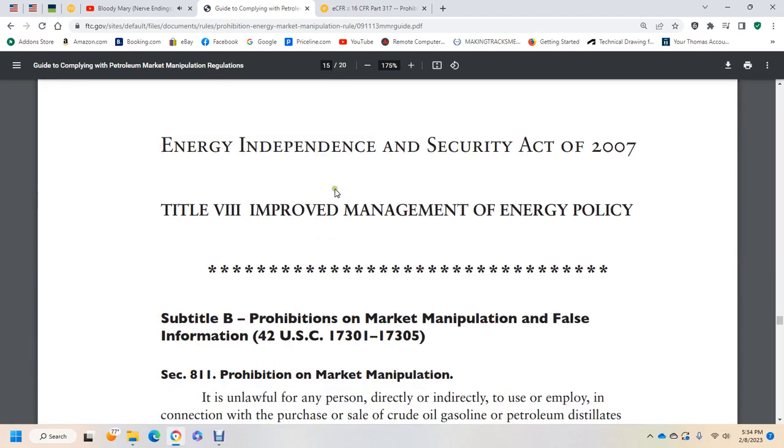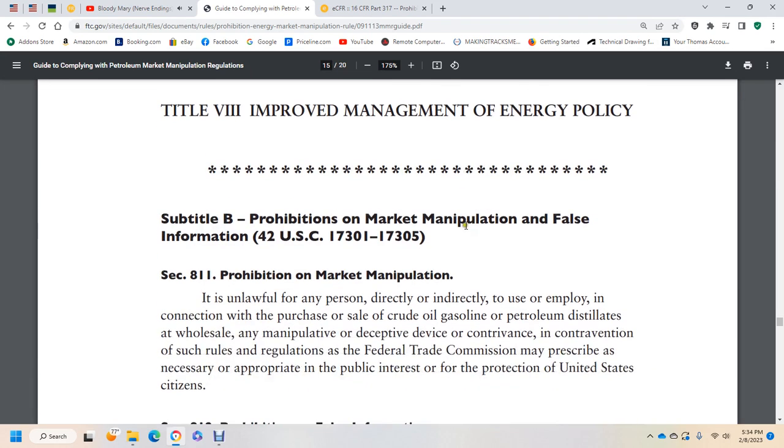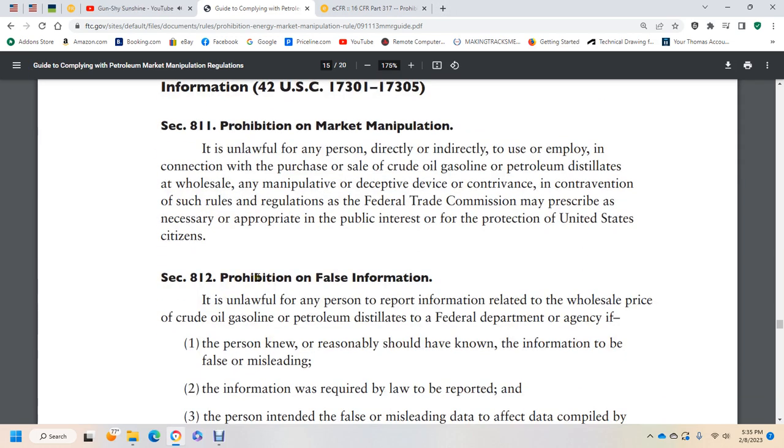Energy Independence and Security Act of 2007, Title 8, Improved Management of Energy Policy. Subtitle B, Prohibitions on Market Manipulation and False Information. Prohibition on market manipulation: it is unlawful for any person, directly or indirectly, in connection with the purchase or sale of crude oil, gasoline, or petroleum distillates at wholesale, to use any manipulative or deceptive device or contrivance in contravention of such rules and regulations as the Federal Trade Commission may prescribe as necessary or appropriate in the public interest or for the protection of United States citizens.